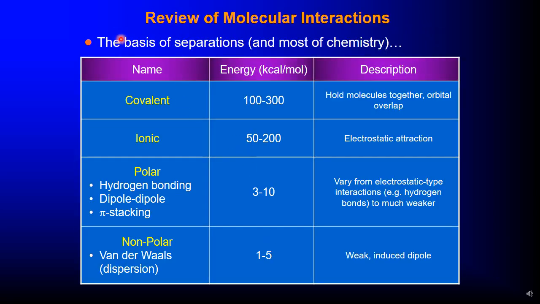Some of the molecular interactions: majorly covalent, which hold molecules together, with orbital overlap. We have ionic interaction, electrostatic attractions. Then we have polar interactions, hydrogen bonding and dipole. Then we have pi stacking, which varies from electrostatic-type interactions. Then we have non-polar interactions, the van der Waals, weak induced dipole.